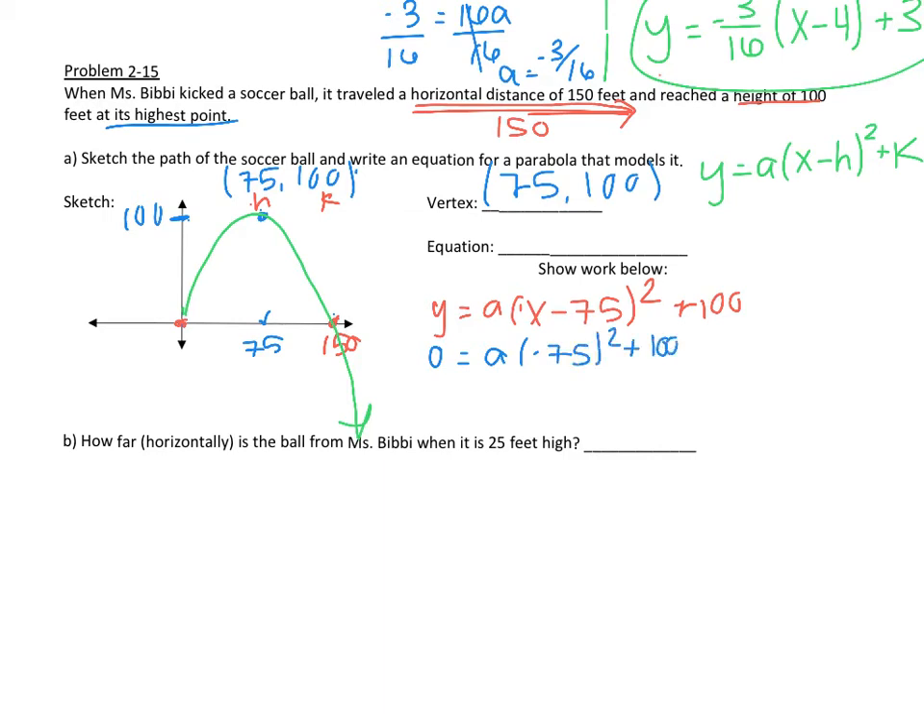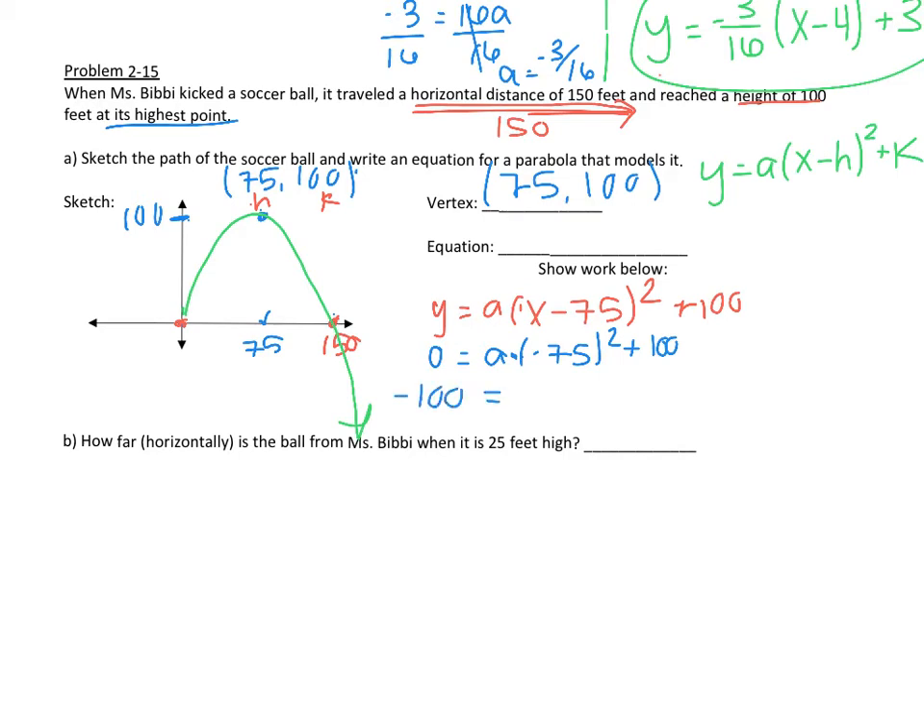So now I need to subtract 100 from both sides in my quest to solve for a. That is meant to be a multiplication symbol. So let's figure out what negative 75 squared is. That's 5625. All right, subtract 100.